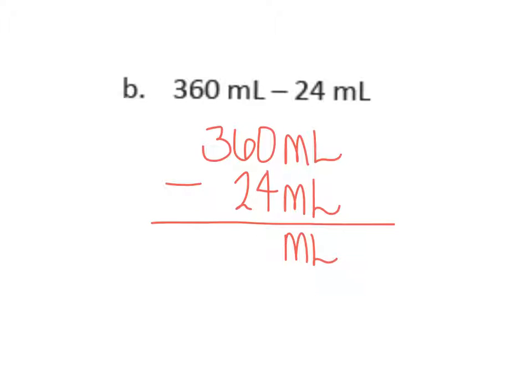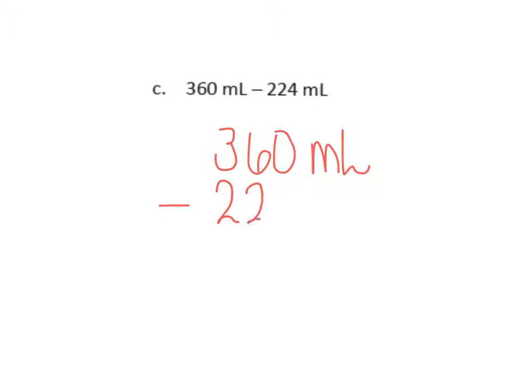So I take a look at the ones. I have 0 minus 4, which I can't do. I have to borrow from the 10, so the 6 becomes a 5. I'm going to bring back a 10 to the 0 that's already there, so I have 10 minus 4, which equals 6. 5 minus 2 equals 3. 3 minus nothing is 3. So my answer is 336 milliliters.